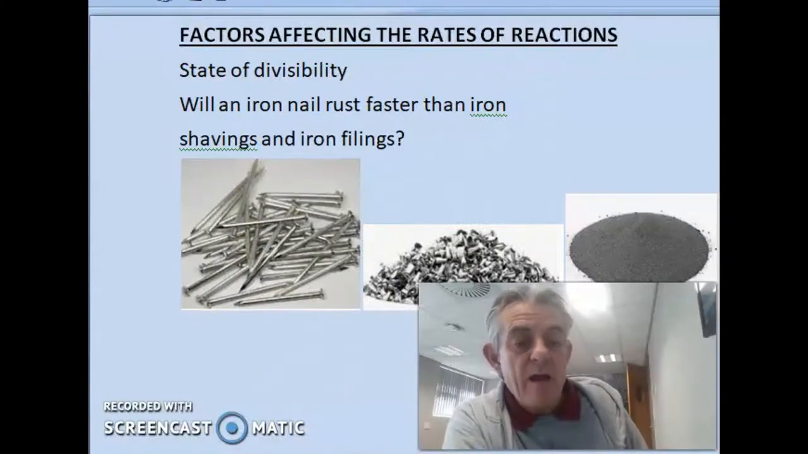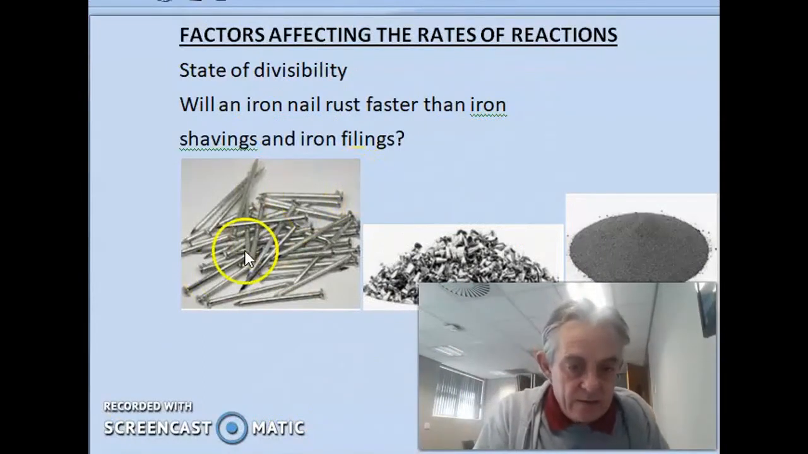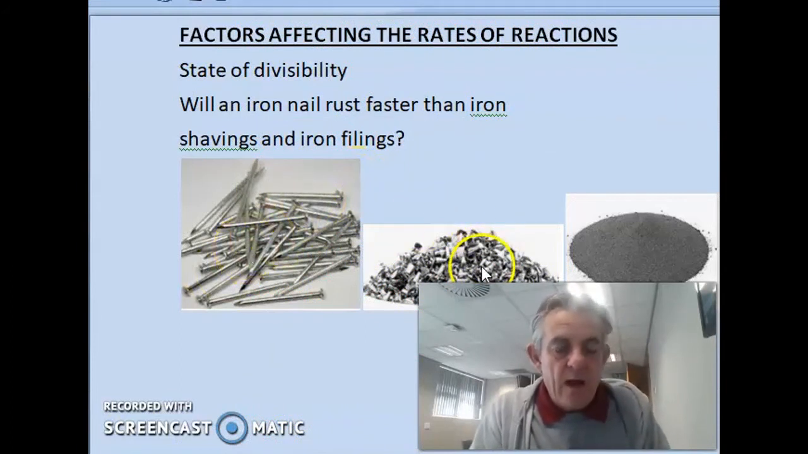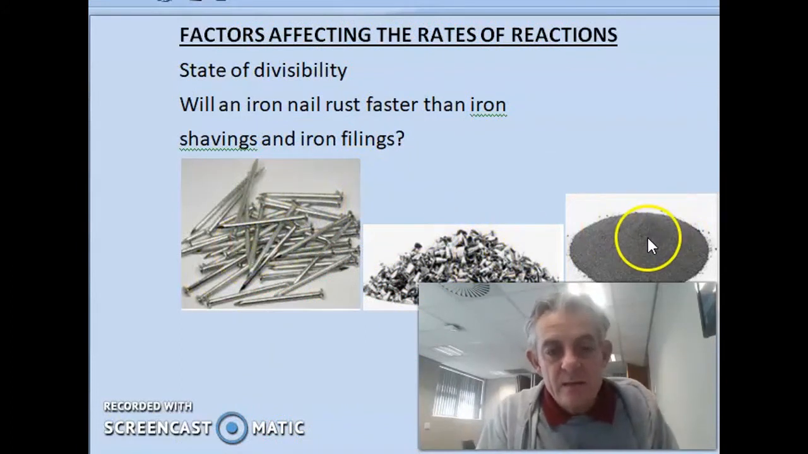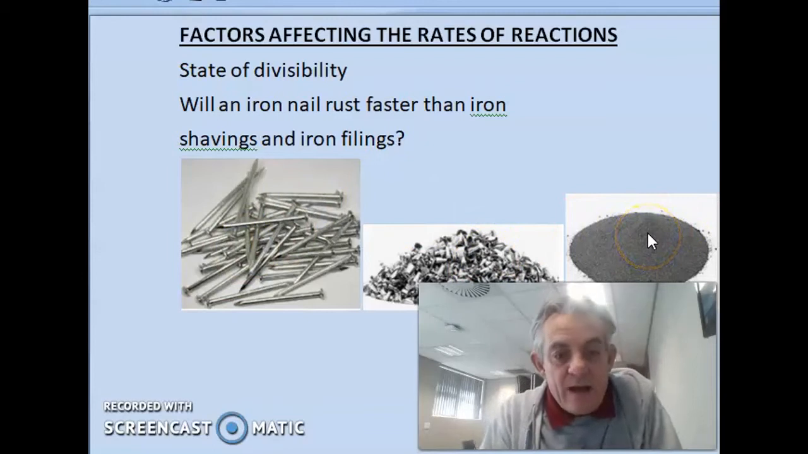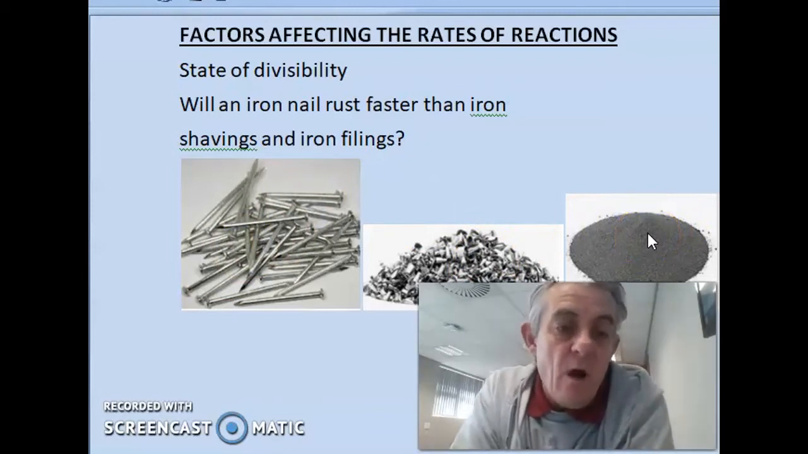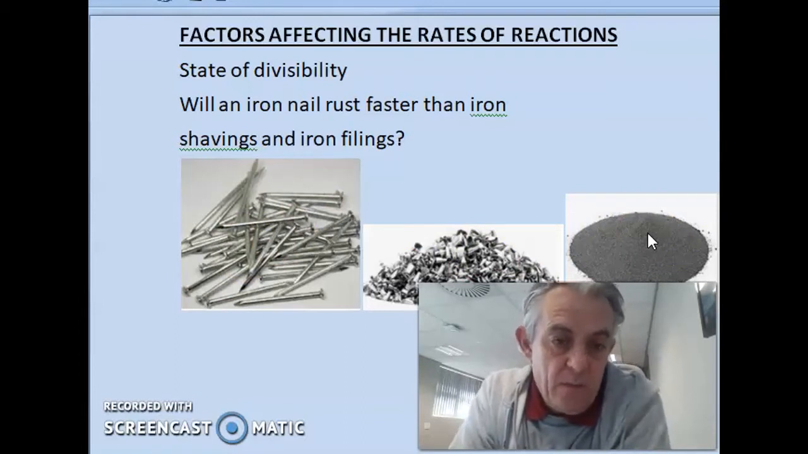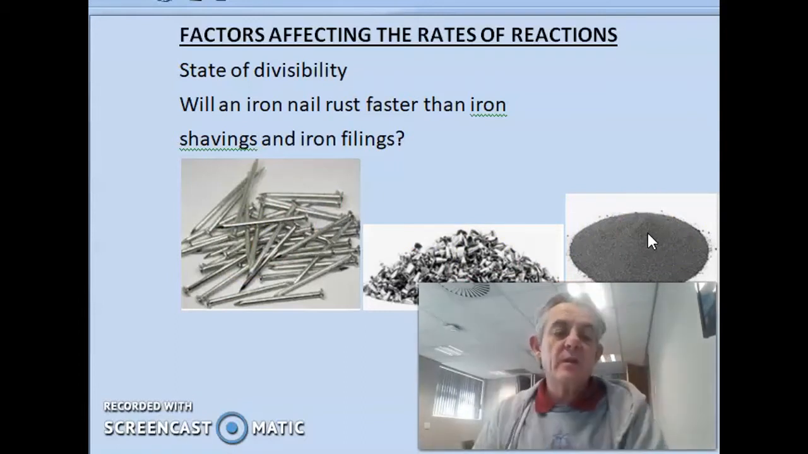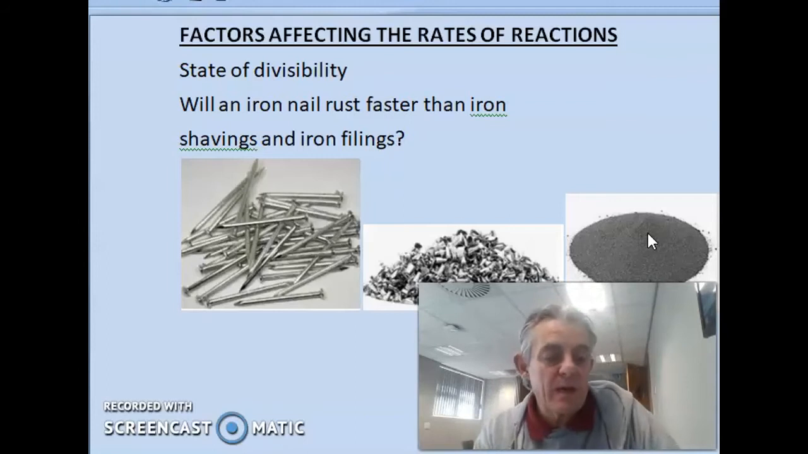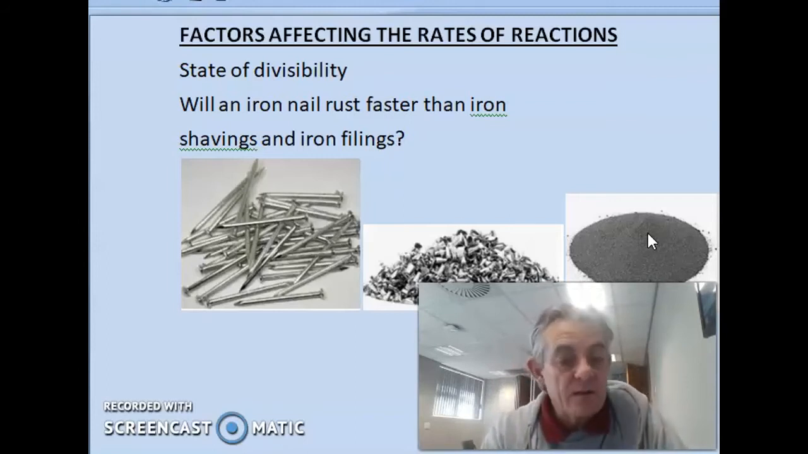Okay, so here I have iron nails, the other iron nails, iron shavings and iron filings, which is almost like a powder. So of those three, if I put them in water, which one would you expect to rust faster?